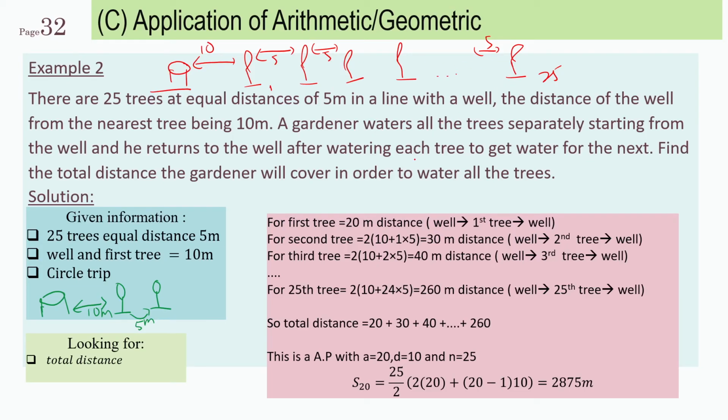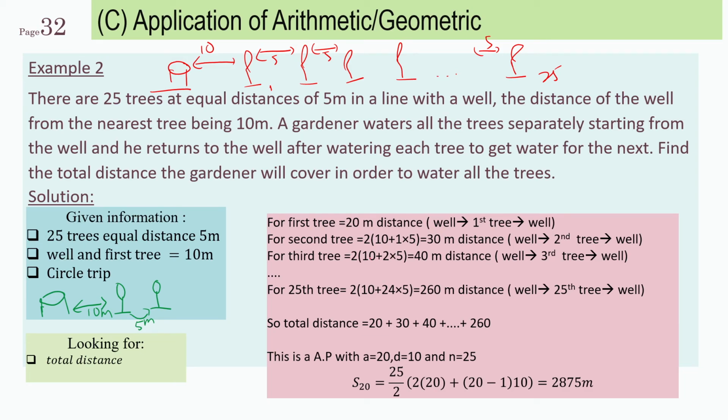Now how can you generate this? For the first tree, it is 20 meters distance. Why? From the well to the first tree is 10, you go back is another 10, so it's 20. For the second tree, because I calculate from the first one, I go 10 plus 5, then I go back another 10 plus 5, which is 30.